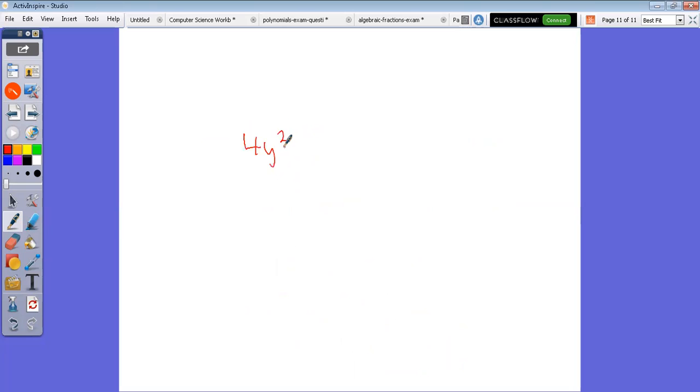4y squared minus 23y plus 15. Can we try to factorize using the same concept? I'll give you 2 minutes.